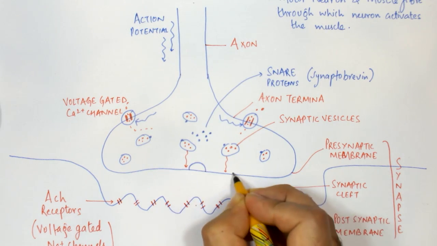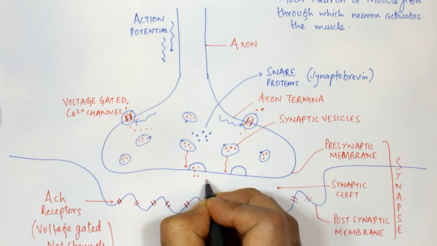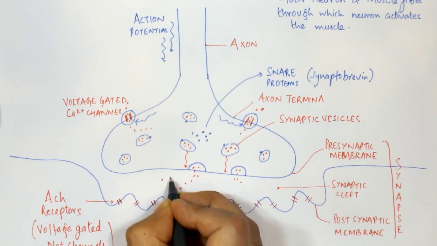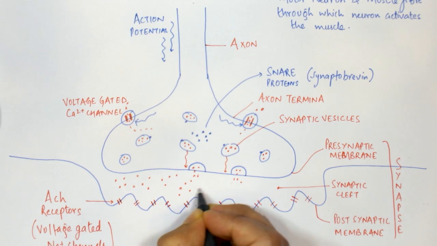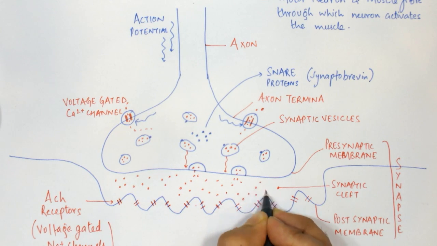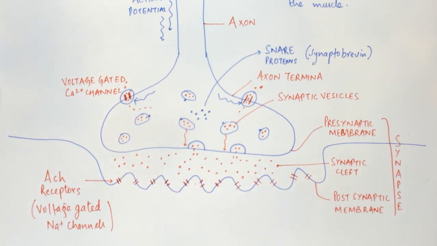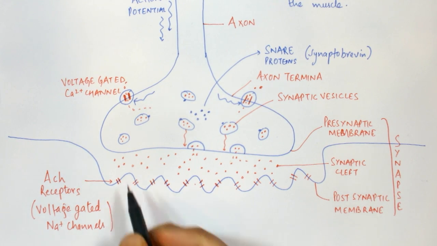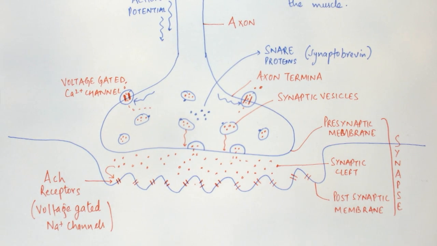And these proteins, when activated, attach to the membrane of the synaptic vesicles and cause the exocytosis of these vesicles. They fuse with the presynaptic membrane and cause the release of the acetylcholine into the synaptic cleft. Now, the next step in the transmission is the action of the acetylcholine on the acetylcholine receptors.